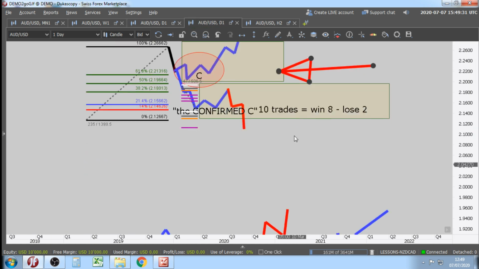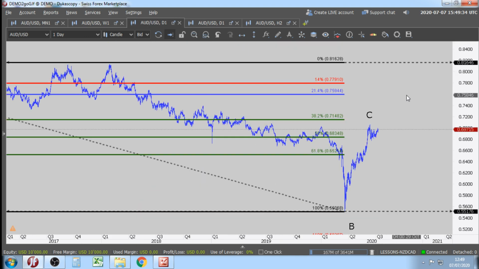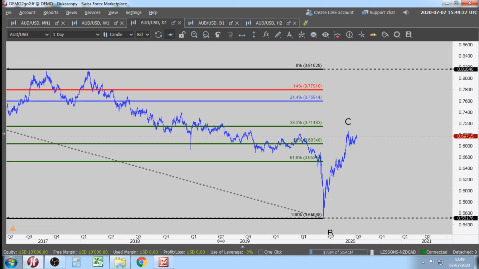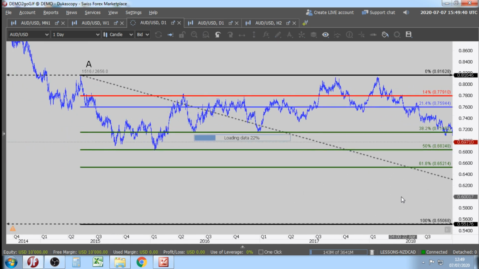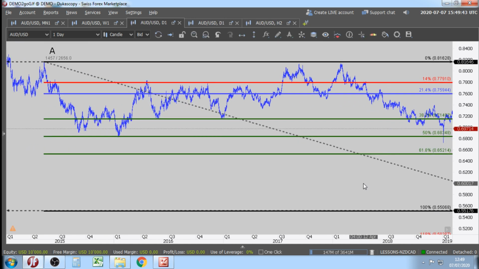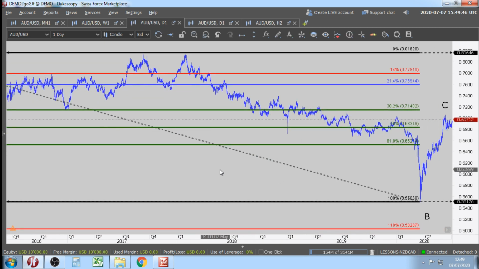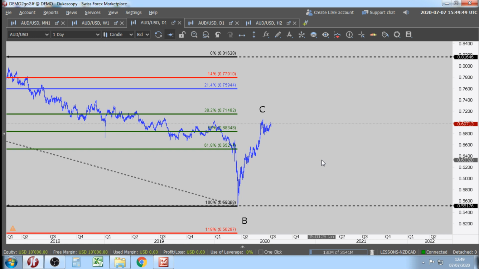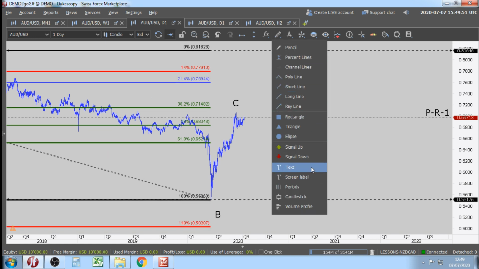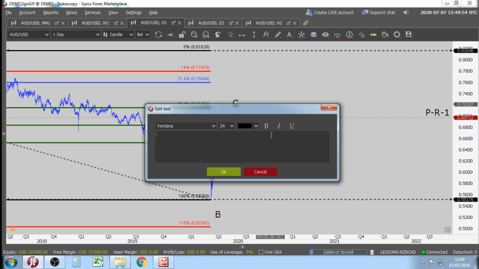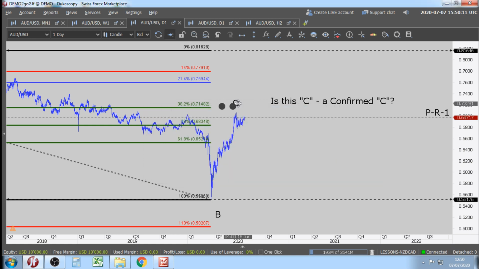Was this one or was this one? Let me check. Let's take this one. From yesterday, we have our down Fibonacci on the AUD USD daily chart. Starting from today, we are going to ask ourselves, is this C a confirmed C? This is what we are going to ask ourselves.